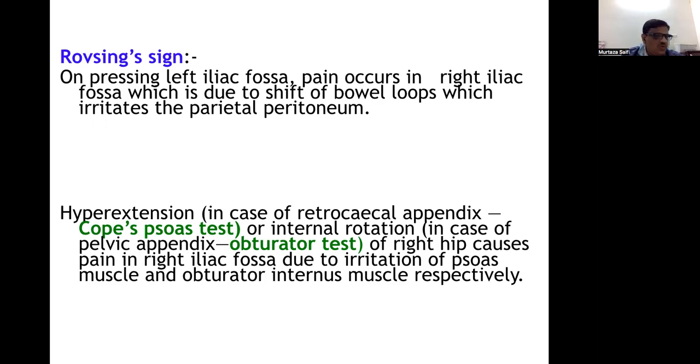You must know what is the Blumberg sign and what is the Rovsing sign. Rebound tenderness is called Blumberg sign. Rovsing sign is where we press on the left iliac fossa and pain occurs in the right iliac fossa. This is the Rovsing sign. Hyperextension like the psoas test and the obturator test.